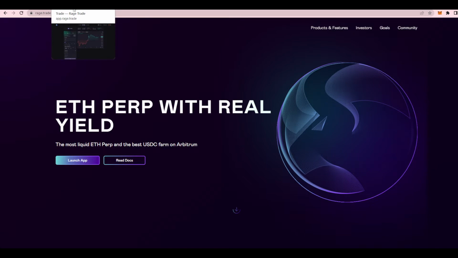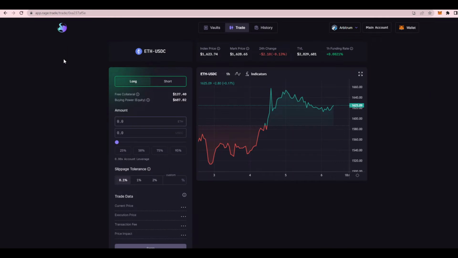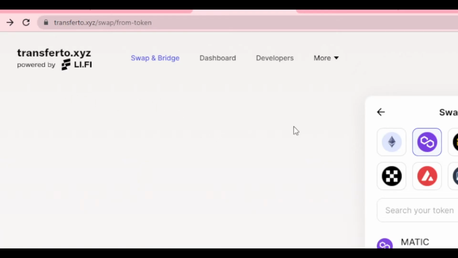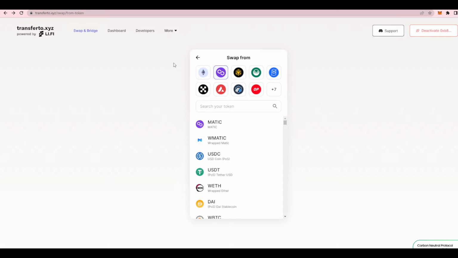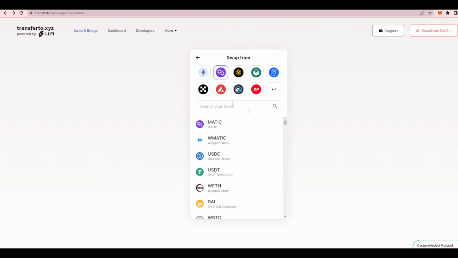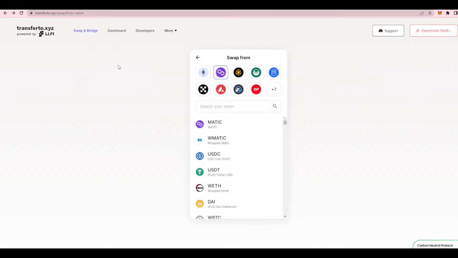So as I've said before, this is live on Arbitrum. Here's the website up here. And because it's on Arbitrum, you're going to need to bridge some funds over. Now, I recommend that you can use something like transfer2.xyz, which is powered by Li.Fi. This is a bridge aggregator, so it will take you from basically most EVM chains out there, and it can take you to Arbitrum as well. And it will give you the most efficient route, the cheapest ones, the fastest ones, and so on and so forth. So definitely take a look at this if you want to bridge your funds over to Arbitrum, and then you can start using Rage Trade.